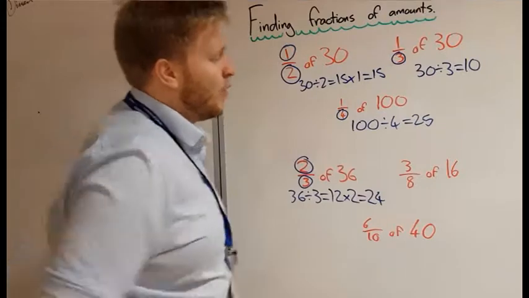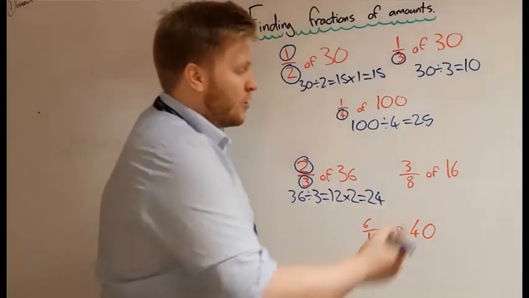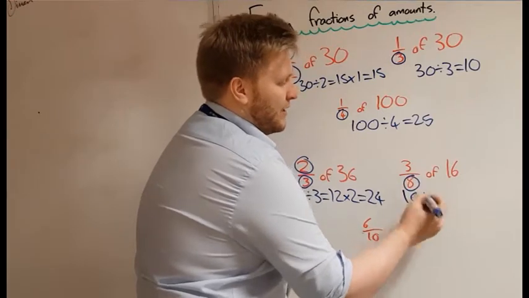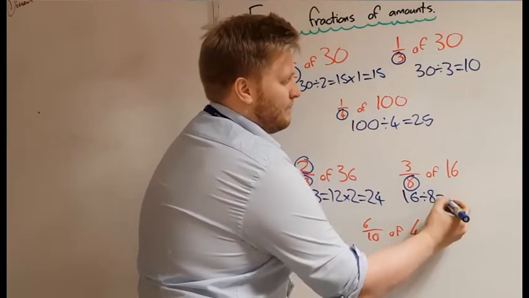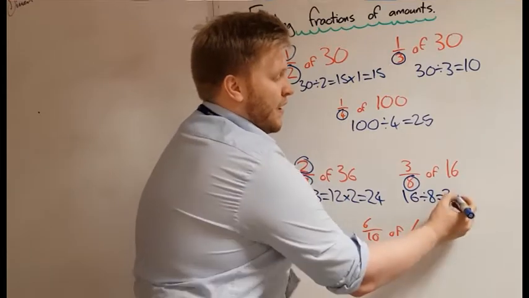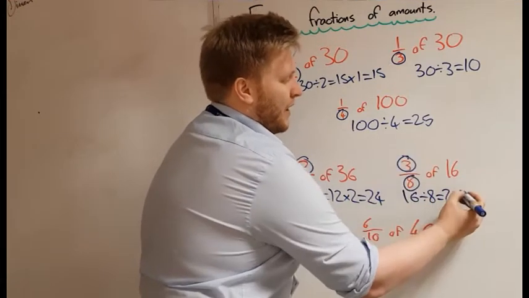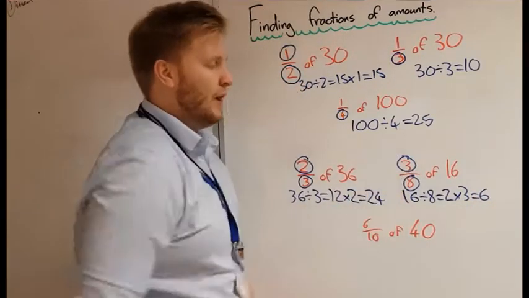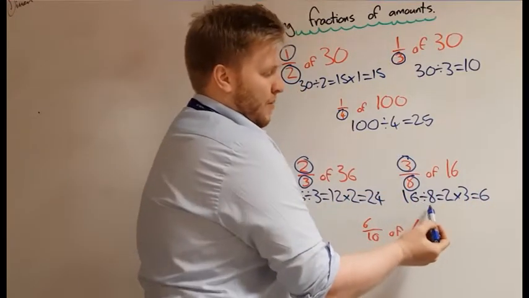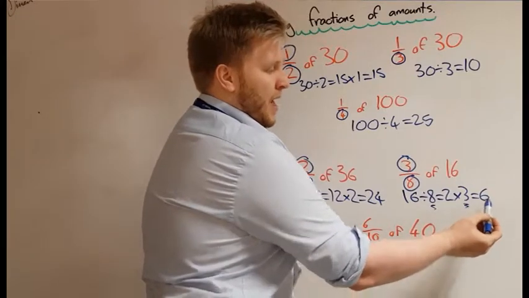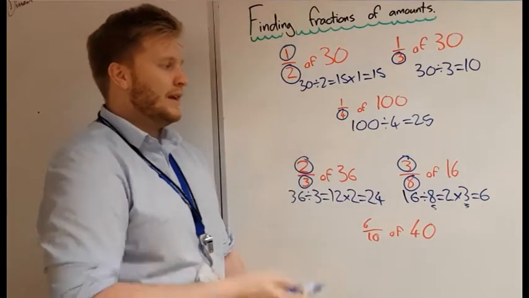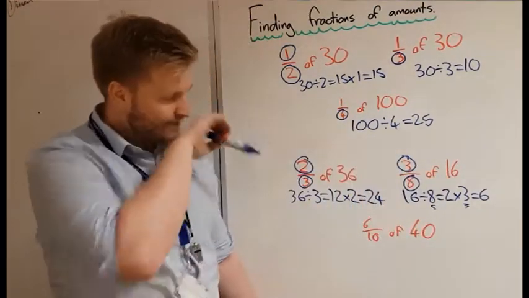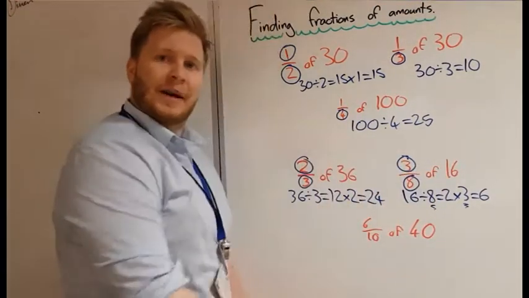So let's move on to this one, 3/8 of 16. We've got 16, and we know we're going to divide it by 8 because it's our denominator, which will give us 2. Then we're going to times that 2 by 3 because it's our numerator. So we have divided by the bottom and then times by the top, and our answer is 6. 6 is 3/8 of 16.